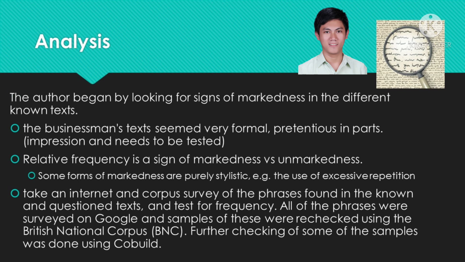The analysis. The author began by looking for signs of markedness in the different known texts. At first sight, the businessman's text seemed to be very formal, perhaps even pretentious in parts. However, at this stage, this is just an impression and needs to be tested. Relative frequency is a sign of markedness versus unmarkedness. Some forms of markedness are purely stylistic, for example, the use of excessive repetition. As such, they are hard to measure and can only be used for an impressionistic account of authorship.